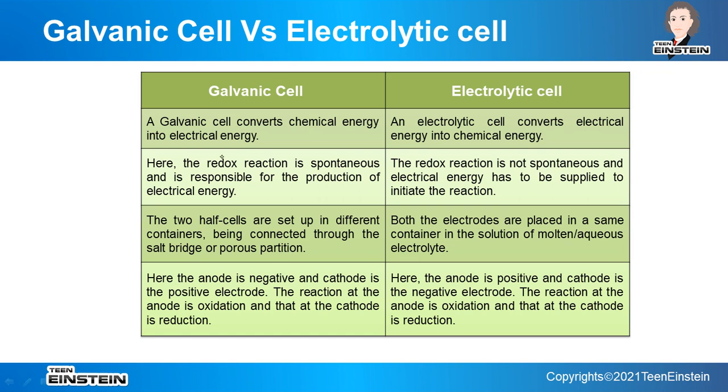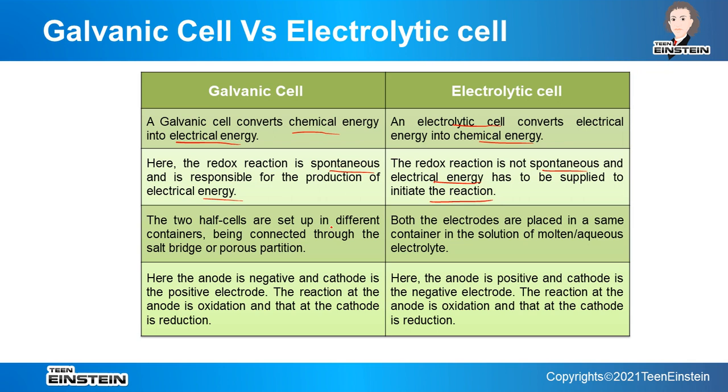So in galvanic cell, the main important difference is that chemical energy is converted to electrical energy, but here the opposite is the case. The redox reaction is spontaneous because it has to be spontaneous, otherwise how can we generate electrical energy. So it is responsible for the production of electrical energy. And on this side, in the electrolytic cell, the redox reaction is not spontaneous, and that is why we are providing electrical energy so that we can start the reaction.